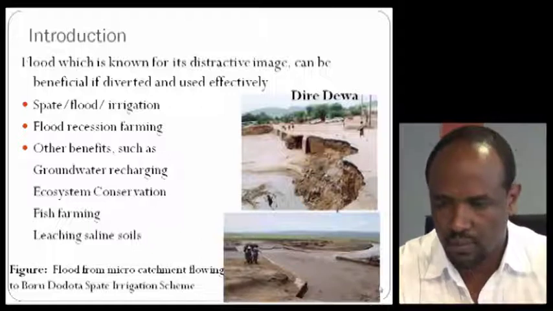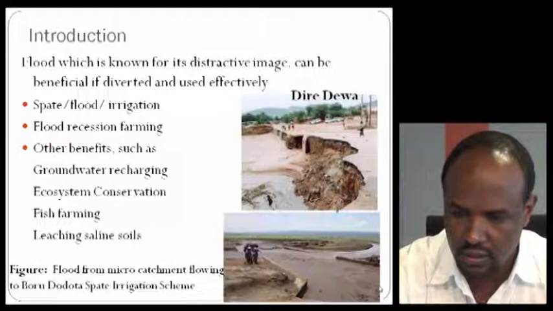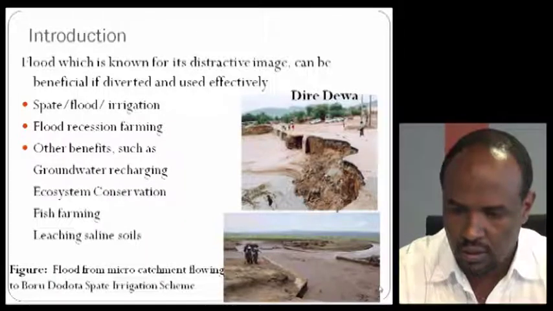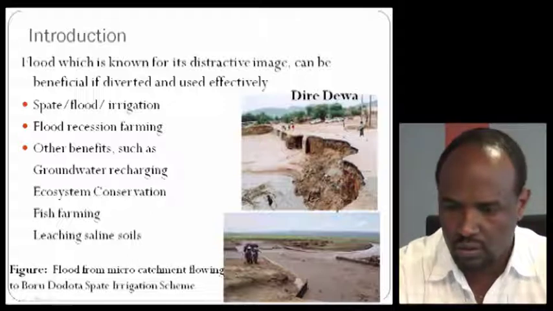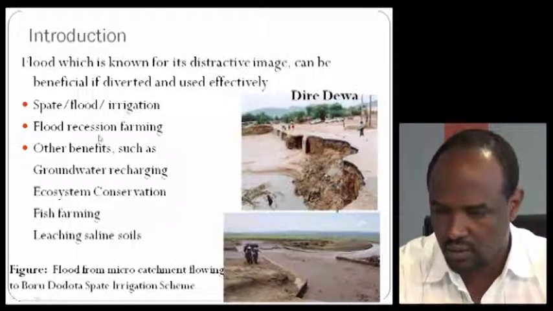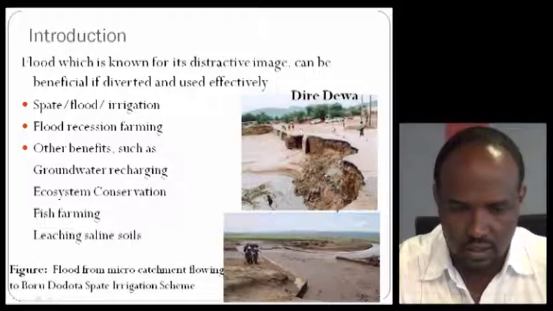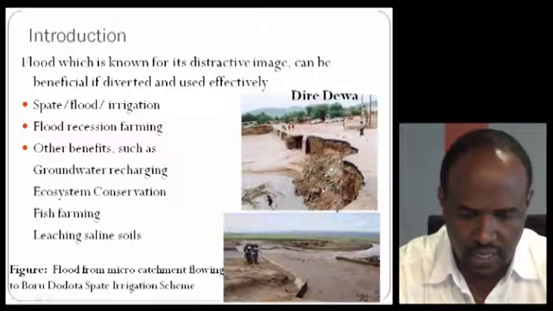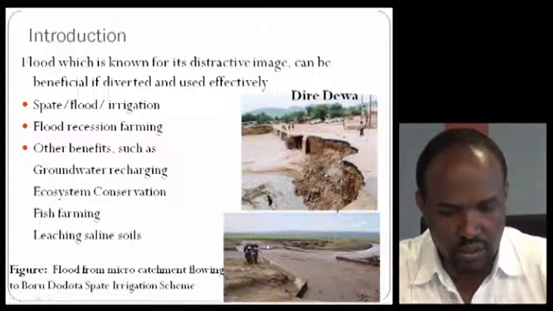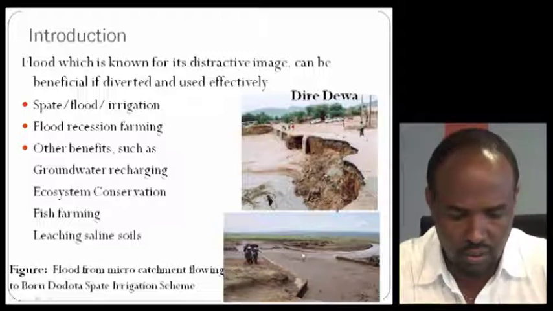Flood is widely known for its destructive nature, but it also has beneficial phases where it could be used as spate flood, spate irrigation or flood recession farming, and for other benefits. This is the destructive nature of it that we have in Ethiopia, and this is where we have used it as supplementary irrigation in Borododota spate irrigation schemes.